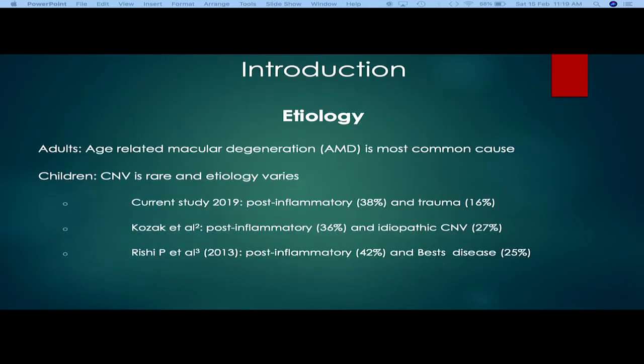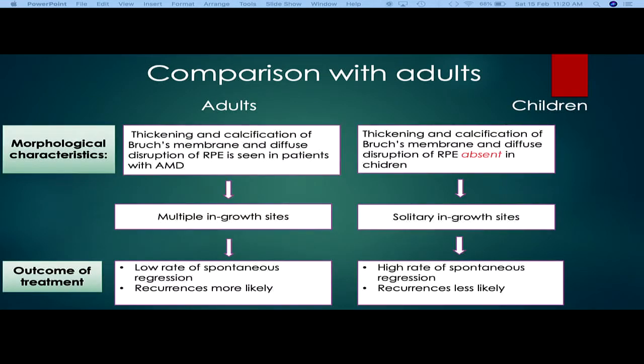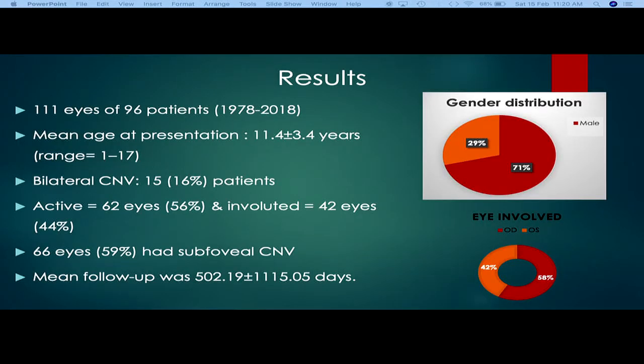So the etiology of pediatric choroidal neovascular membranes is very different from those of adults. We know that AMD is the most common cause, but for kids it's post-inflammatory sequelae. And the etiopathogenesis of these membranes is very different because the thickening and calcification of Bruch's membrane-RPE complex is not there in kids, and there is solitary ingrowth instead of multiple ingrowth sites as seen in adults. Often these membranes spontaneously regress, but at times they need active treatment.